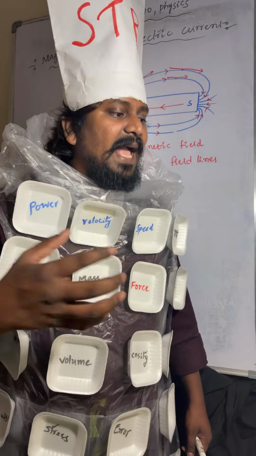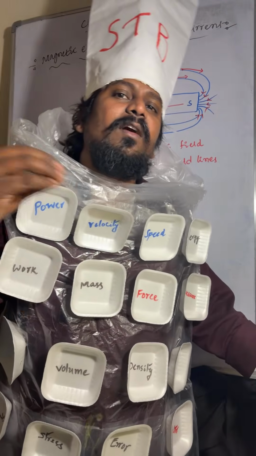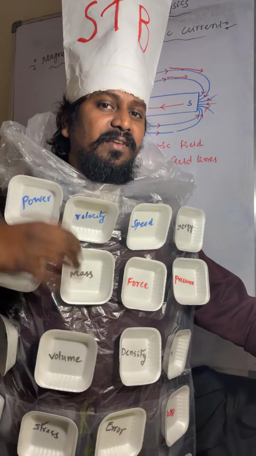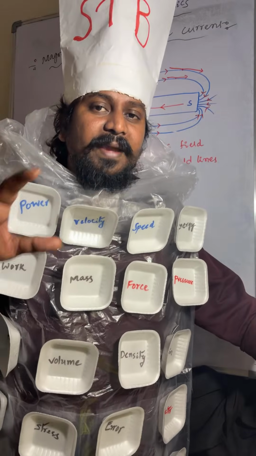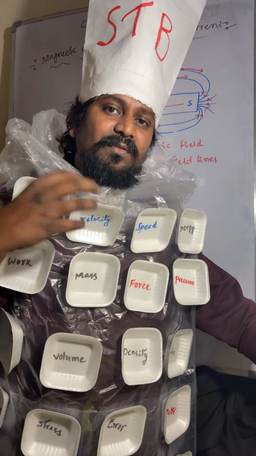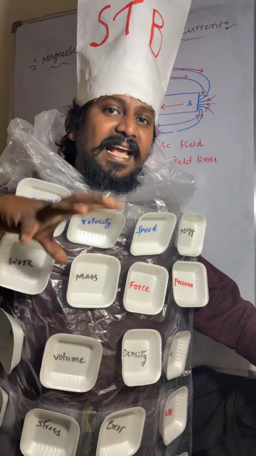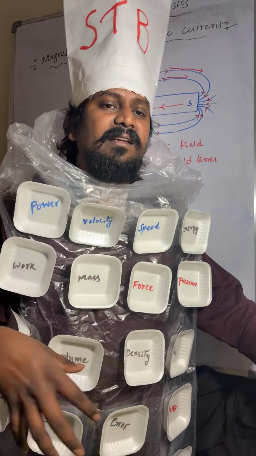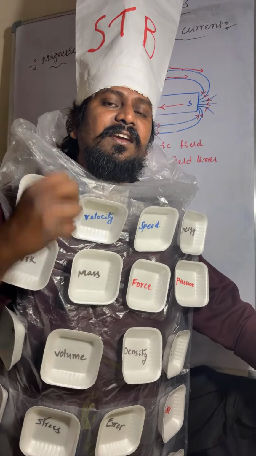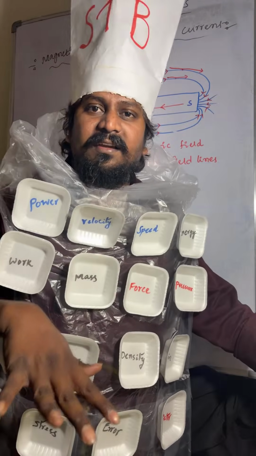So the magnetic field will be in the form of field lines. We know the magnetic field. What is the magnetic field? The region or the space around the magnet in which magnetic force is exerted is called the magnetic field.